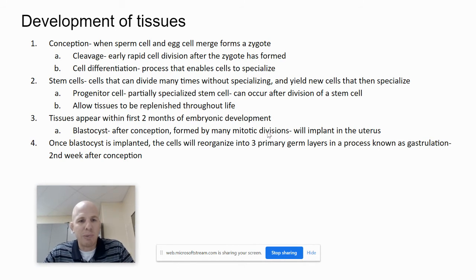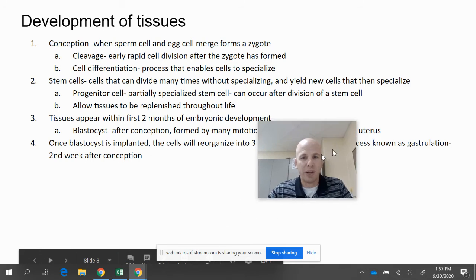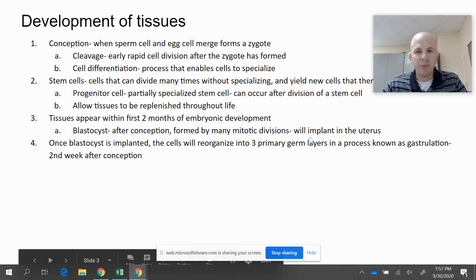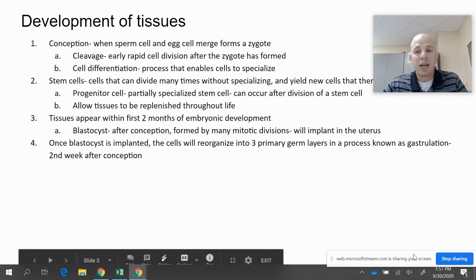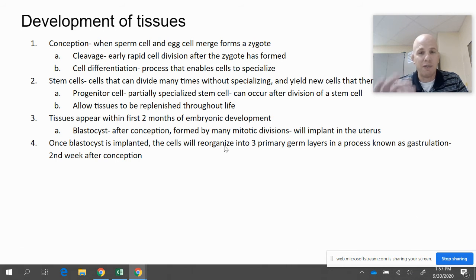Once the blastocyst is implanted, the cells will reorganize into 3 what we call primary germ layers. This process where they turn into the 3 germ layers is known as gastrulation. Okay, really important term right there, gastrulation. So the blastocyst turning into these 3 germ layers is gastrulation. When we see the germ layers, that's where we start to really see the development of tissues, the different tissues of the body start to form.